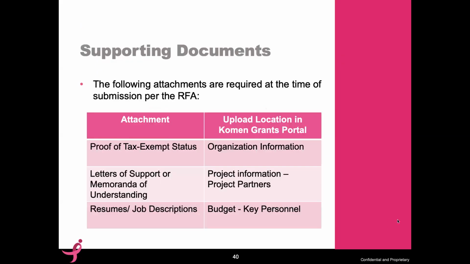There are supporting documents that you must have, and they are the proof of tax exempt status, your letters of support or memorandum of understanding from your project partners, and then the resume or job descriptions of your budgeted key personnel. And so these are the different sections within the grant portal where you have to upload them.